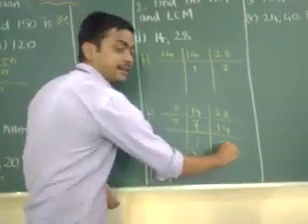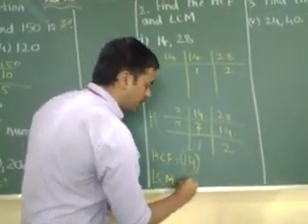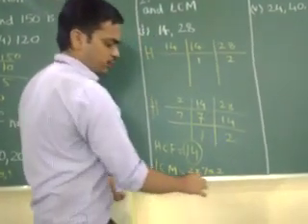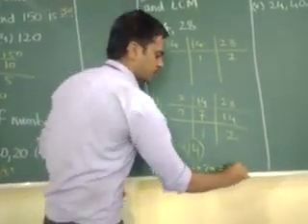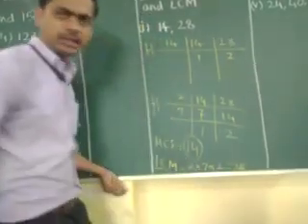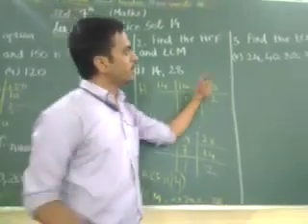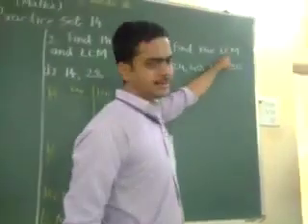LCM is like this. So the answer is 2 multiplied by 7 multiplied by 2. So 7 2s are 14, 14 2s are 28. So the LCM is 28. I hope you are understanding. Yes? LCM will be L form, HCF will be H form. Again now we will find only LCM.